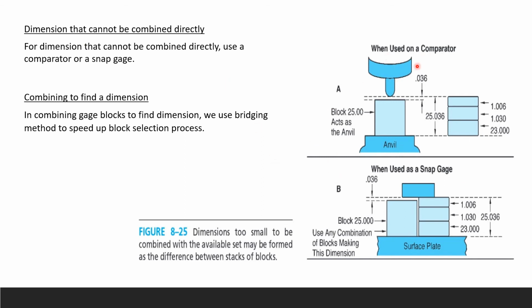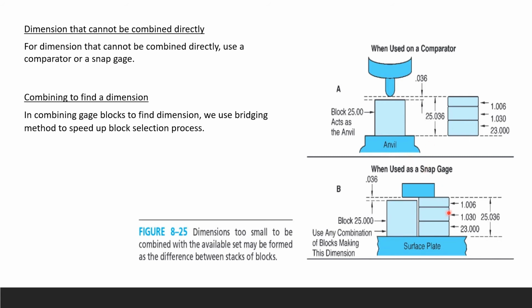So here you can see a comparator. Your anvil is right there and your block is 25.00, and that block is acting as an anvil. From here to here is 25.036. From here to here, the little separation is 0.036. So here I'm using 3 blocks: one is 23, the second one is 1.030, and the third one is 1.006, in order to give the combined height of 25.036.